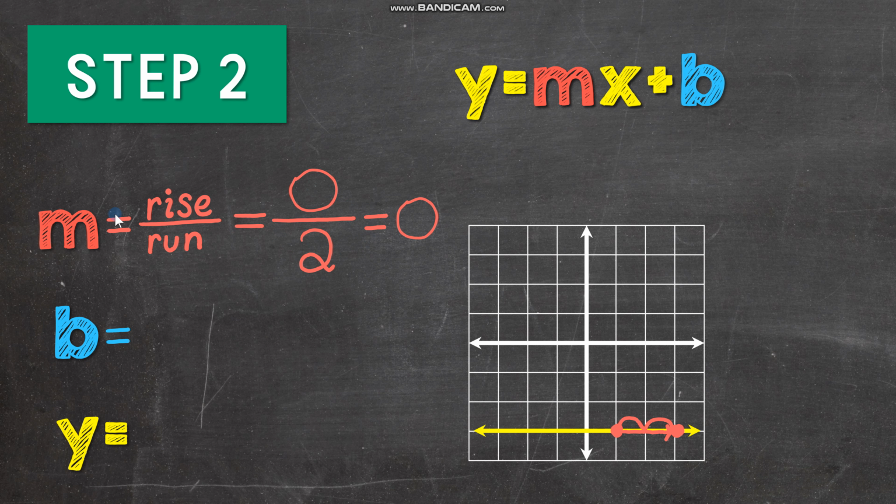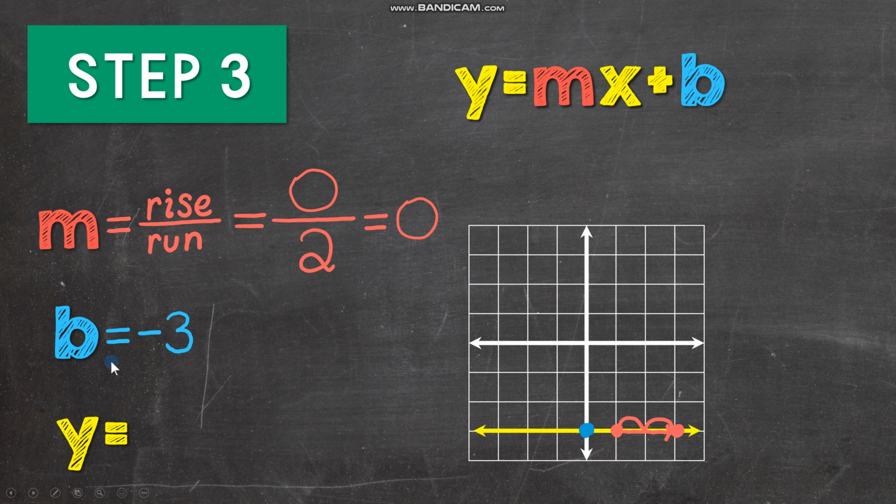All right, next step. Let's find b. What does b represent? Like always, it's our y-intercept. So here's my y-axis. There's my line. They meet up at that point right there. What's the y value of that point? Well, we go down 3, so the y value is -3.